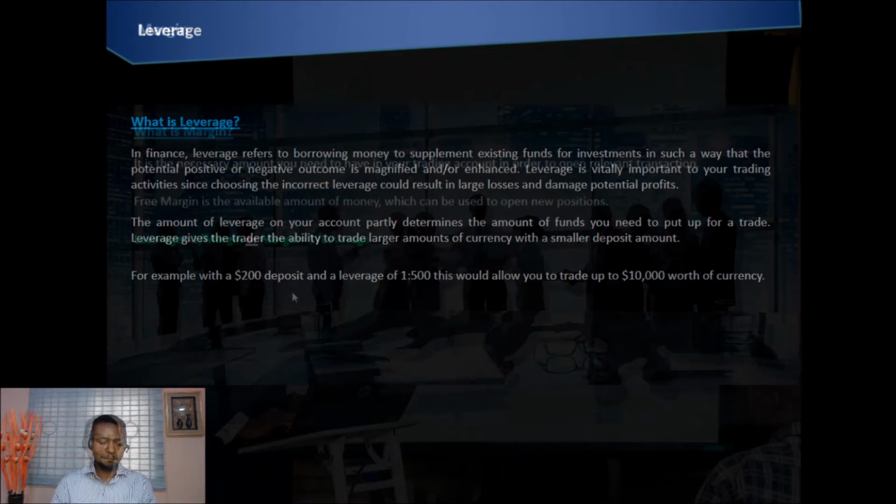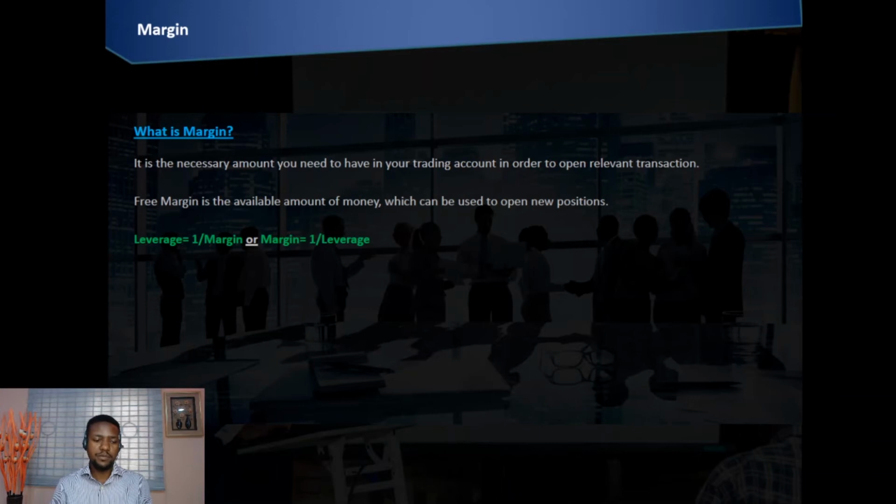Now we move to margin. What is margin? It is the necessary amount you need to have in your trading account in order to open relevant transaction. Free margin is the available amount of money which can be used to open new positions. You will discover that when you place a trade on your MetaTrader account or any other account you have, the broker will remove a certain amount of money from your account and leave a certain amount of money. The amount of money they have removed is your margin. That is what you can use to place trades. So what you have left will also be taken out for additional trades.